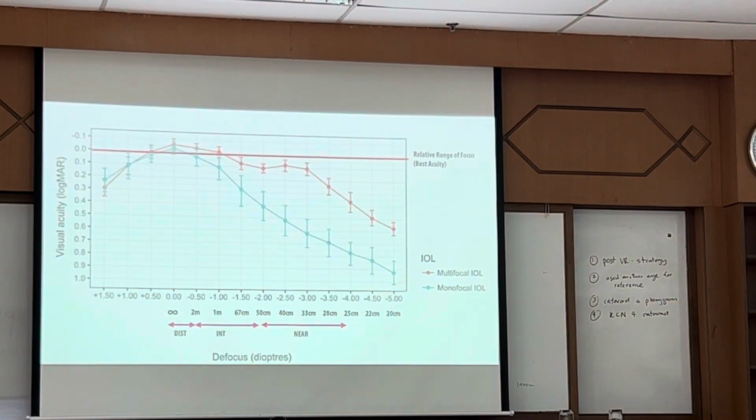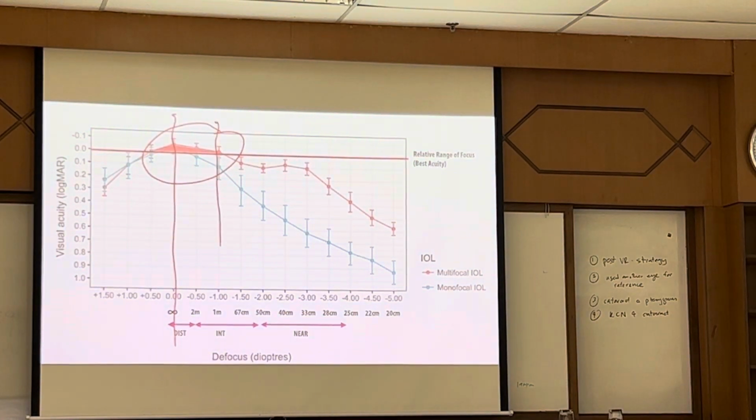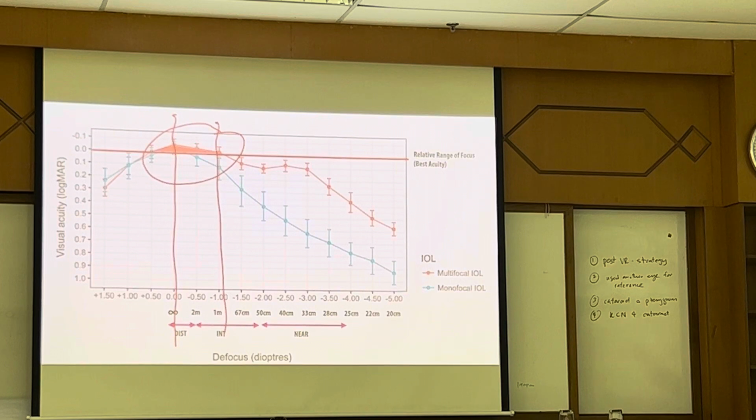If the clear vision is set at 6/6, okay, this is the monofocal vision. This is the multifocal vision. So if we take 6/6, the multifocal can only provide 6/6 vision from infinity until 1 meter only. So the clear vision criterion will determine the range of clear vision provided by the IOL. Okay, understood so far? That's why if we understand the clear vision criteria, we can interpret the graph.